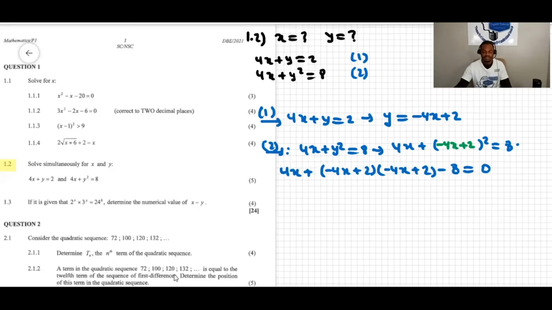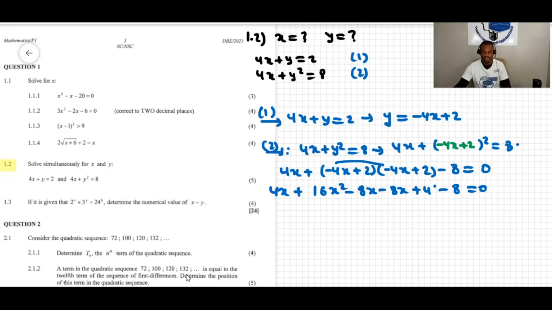Now, let's expand this. That makes 4x plus, negative 4 times negative 4, that makes 16x squared. Negative 4 times 2 makes negative 8x. 2 times negative 4 makes negative 8x. And then 2 times 2 makes positive 4, minus 8 equal to 0. I don't need to use brackets, so there is just positive 16x squared.